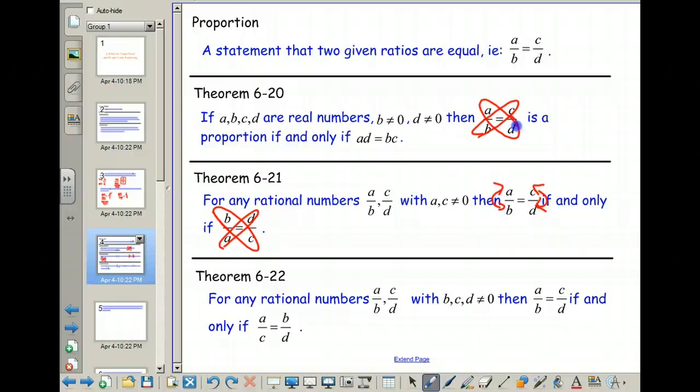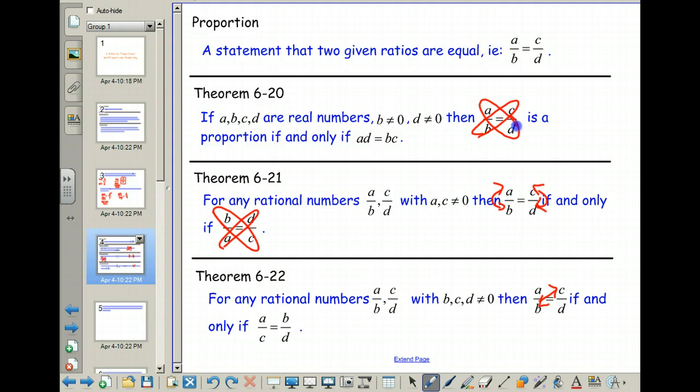So, okay. How about 6.22? Well, again, it starts out the same way, right? I've got some conditions on what things can and can't be zero, and it all has to do with denominators. But I've got A over B equals C over D, another if and only if. This one says A over C equals B over D. So what happened this time? How did this proportion change from the first proportion? What moved? The B and the C. And what did they do? They just switched places, right? So these two right here, B and C, switched spots.